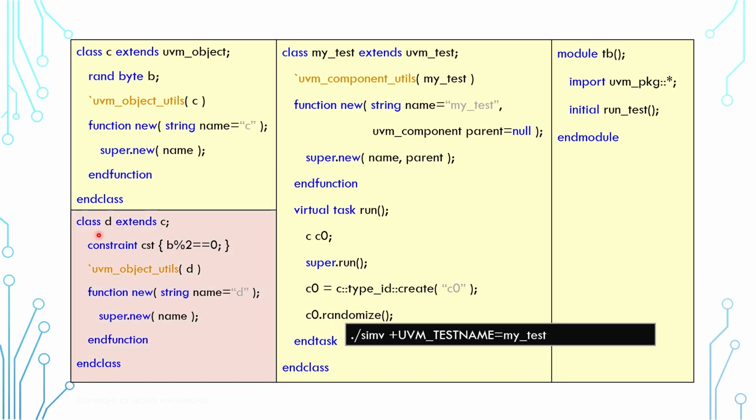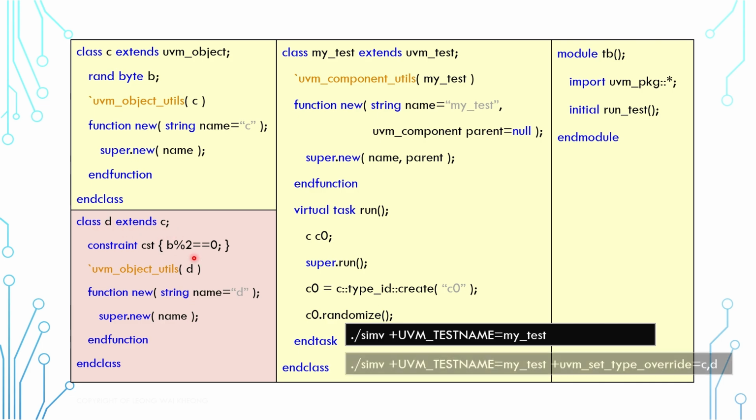The class D here is based on a new requirement. If we run the simulation using this command, where there is a set type override from class C to class D, run_test will do the same thing where it instantiates myTest and calls run. But at this point where C0 is being instantiated, it will check if there has been an override, and since there is one override, it will try to instantiate a class D object instead. And when we randomize C0, the constraint would take effect and therefore B will always be randomized to an even number. Note that we have now changed the behavior of these three contents without modifying them.